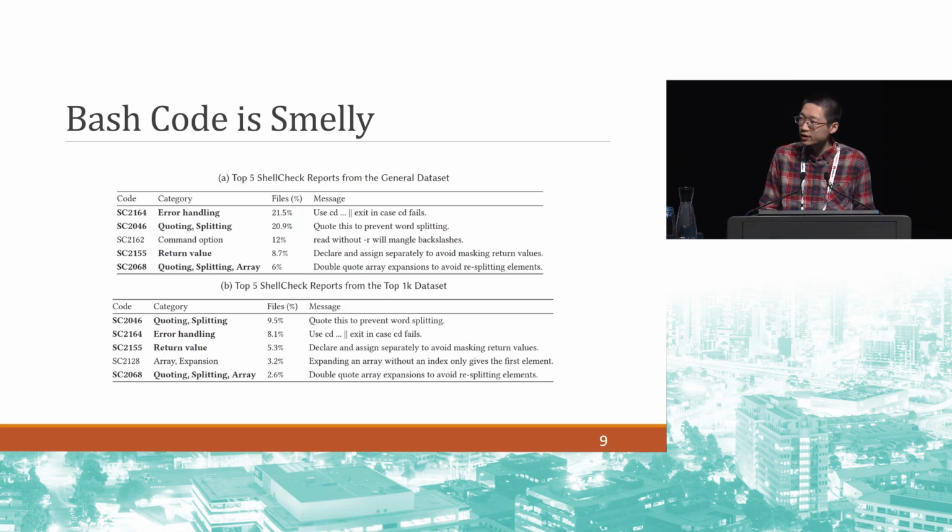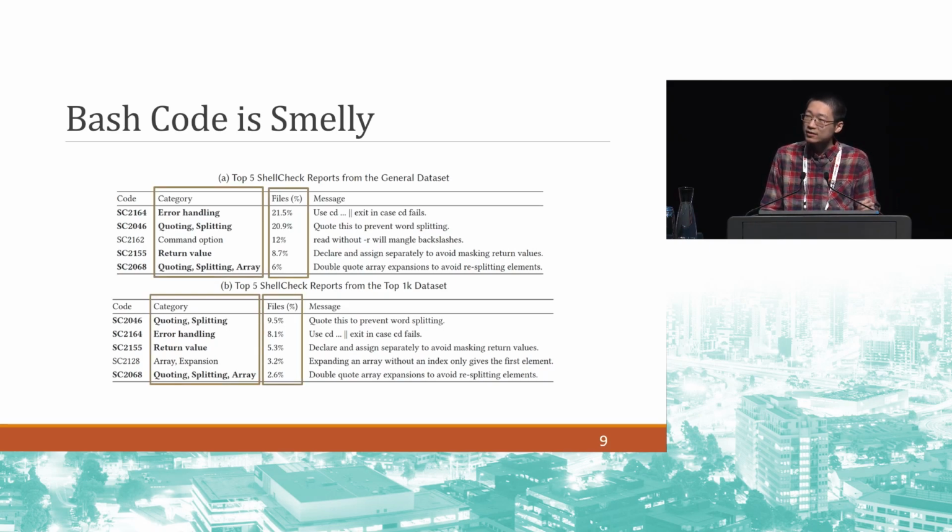We also used ShellCheck, a popular tool for checking shell script bugs. If you write shell scripts, Google's bash style guide recommends using it to check for some basic mistakes. ShellCheck found some broad categories of potential code smells in the bash scripts we collected. These categories, some regard coding, error handling, and return values. They're common in the general data set and slightly less so in the top 1K.